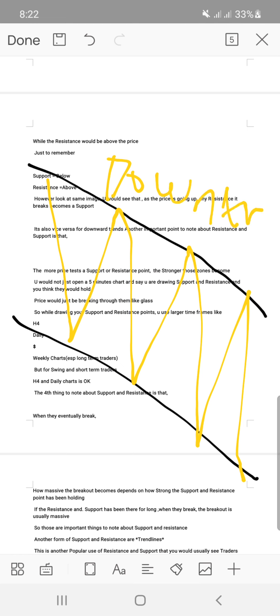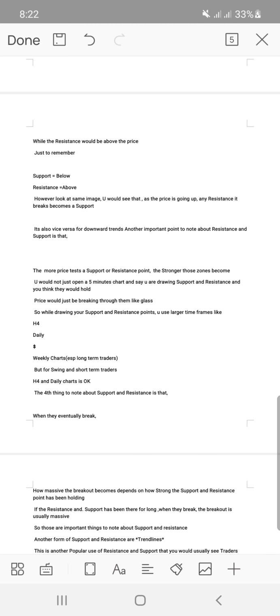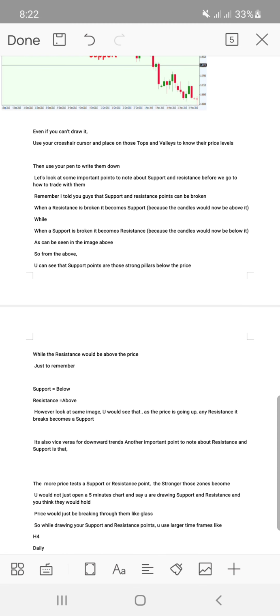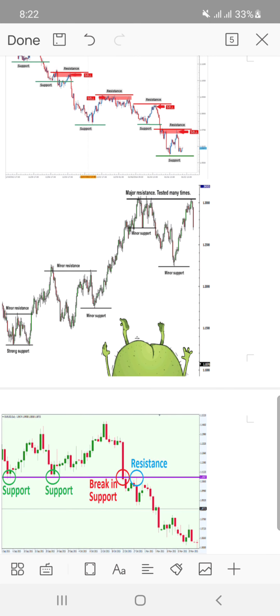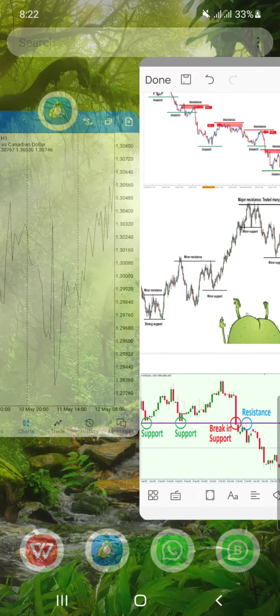Downtrend, right? Downtrend. You understand? Downtrend. So now, let me show you practical examples of horizontal support and resistance on our MetaTrader app.